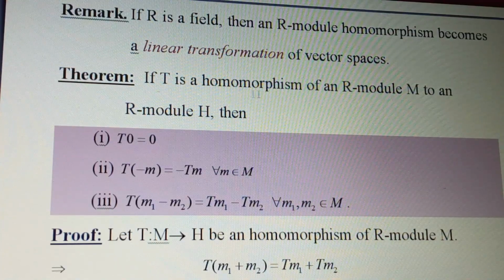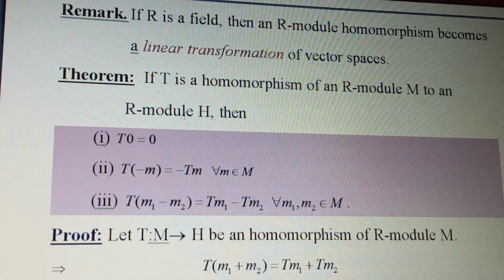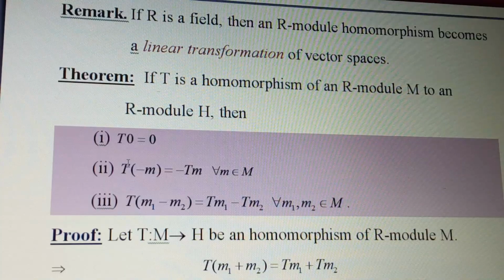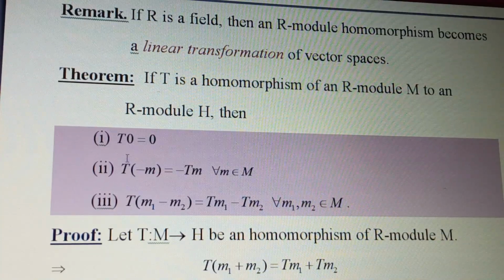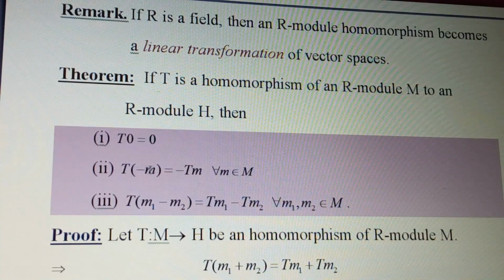T is a homomorphism of an R-module M to an R-module N. Then this is again a mapping. These are the properties of an R-homomorphism: T(0) = 0, T(-m) = -T(m) for all m an element of M, and third, T(m1 - m2) = T(m1) - T(m2) for all m1 and m2 elements of M. Here is the proof.